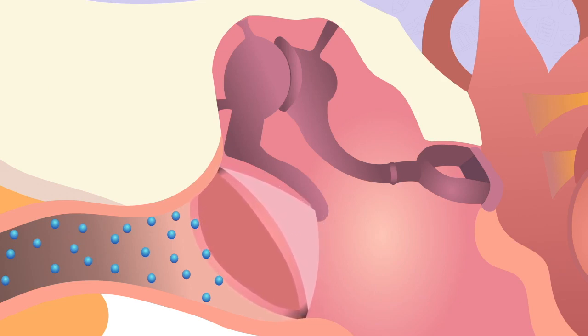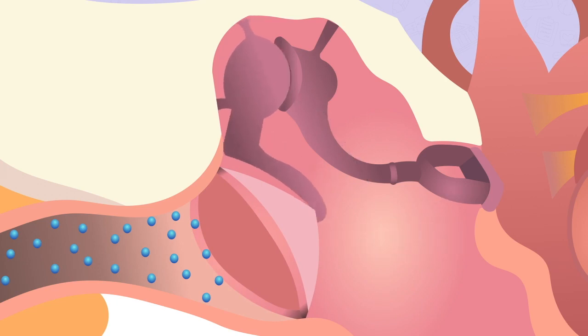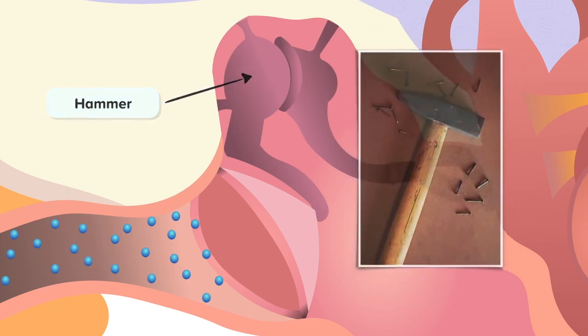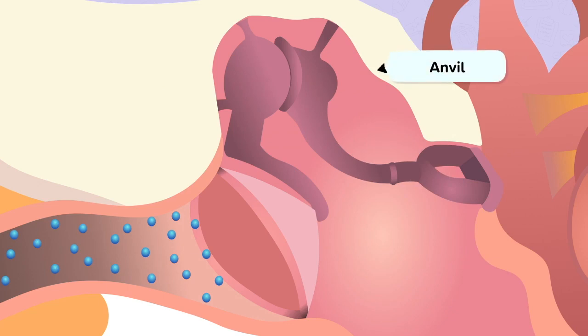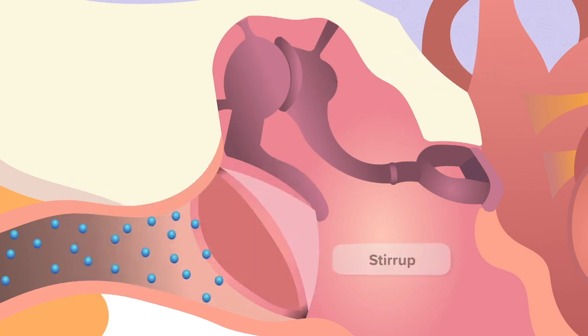In your middle ear, you have small bones called ossicles. The vibration of the eardrum causes the ossicles to vibrate too. These bones are named after their shape. We have the hammer or mallet, the anvil, and the stirrup.